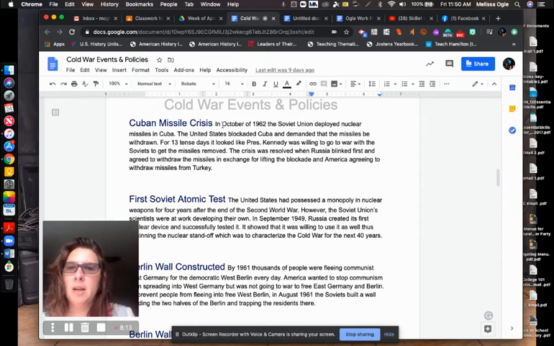The Cuban Missile Crisis, in October of 1962, the Soviet Union deployed nuclear missiles in Cuba. The United States blockaded Cuba and demanded that the missiles be withdrawn. For 13 tense days, it looked like President Kennedy was willing to go to war with the Soviets to get the missiles removed. The crisis was resolved when Russia blinked first and agreed to withdraw the missiles in exchange for lifting the blockade and America agreeing to withdraw missiles from Turkey.